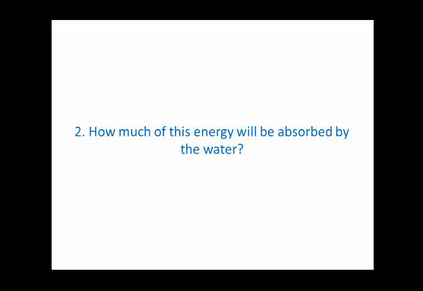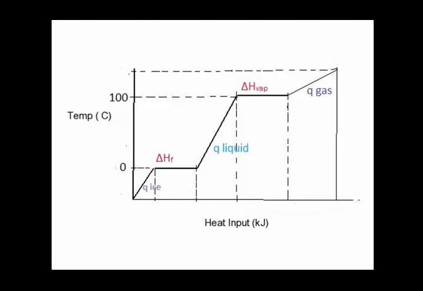Okay, so question number 2 is how much of this energy will be absorbed by the water that we put into the mixture? We need to start by looking at this graph. Here, we can see along the x-axis we have our heat input in kilojoules, and along the y-axis our temperature in degrees Celsius. And here we can basically see our different states. So we start with water in its ice form, and as we increase the temperature, we transfer over into its liquid form and then its gaseous form.